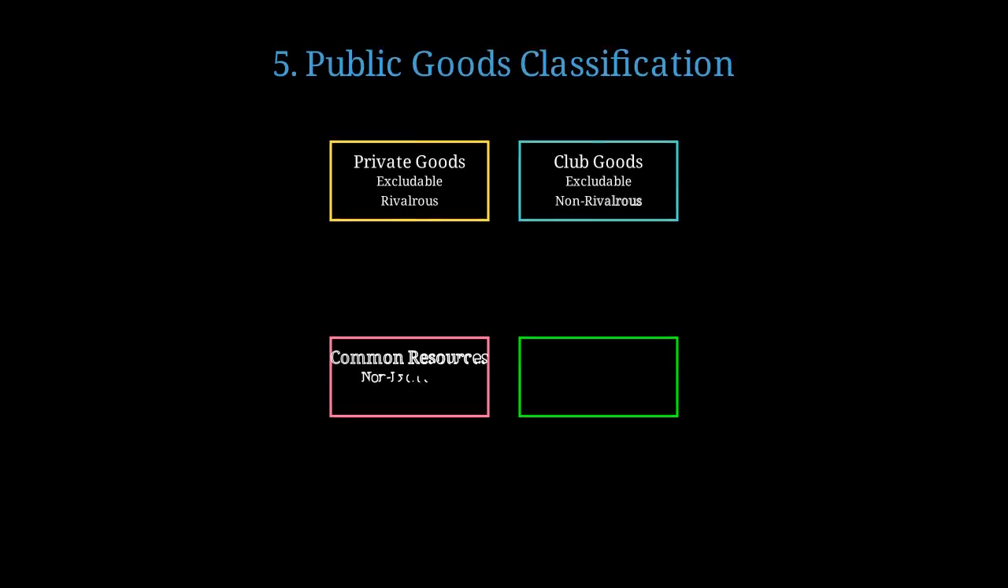Now let's understand how goods are classified based on two key characteristics. Goods are classified by two characteristics: excludability and rivalry. This creates four categories of goods with different economic properties. Excludable means you can prevent people who don't pay from using the good, like a movie ticket. Rivalrous means when one person uses it, there's less available for others, like eating an apple.